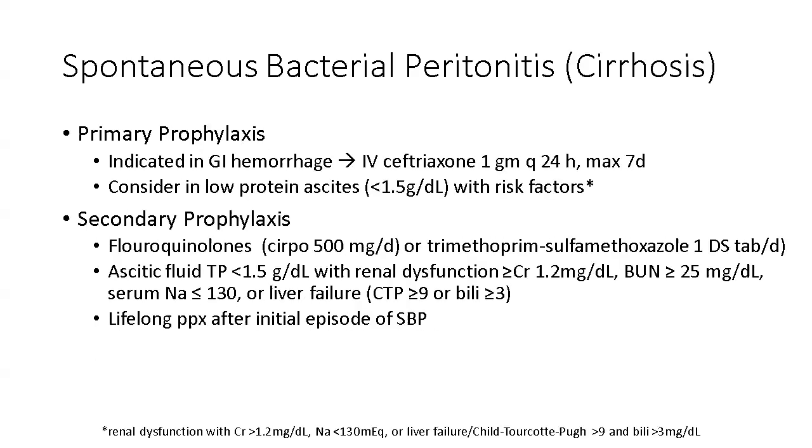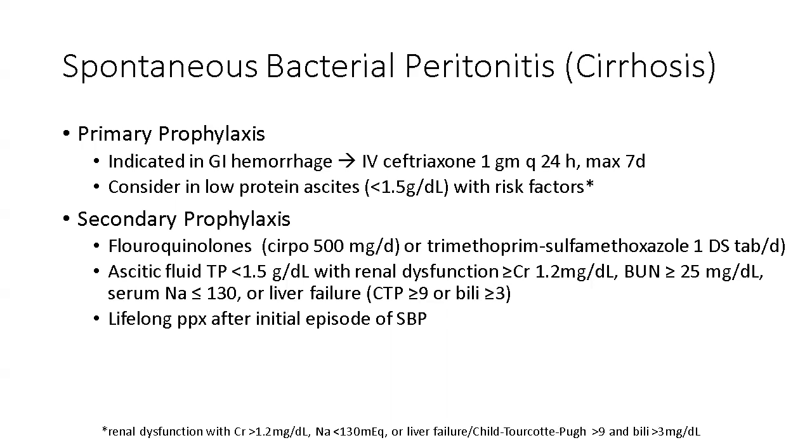And then there's primary prophylaxis and secondary prophylaxis. So primary prophylaxis means you don't have an infection yet, but you're preventing one from happening. That's indicated in patients who come in with GI bleeding. So, in addition to our 2 large bore IVs, PPI, octreotide, Rocephin should be on there. As far as SBP prophylaxis, maximum of 7 days therapy in that setting also.